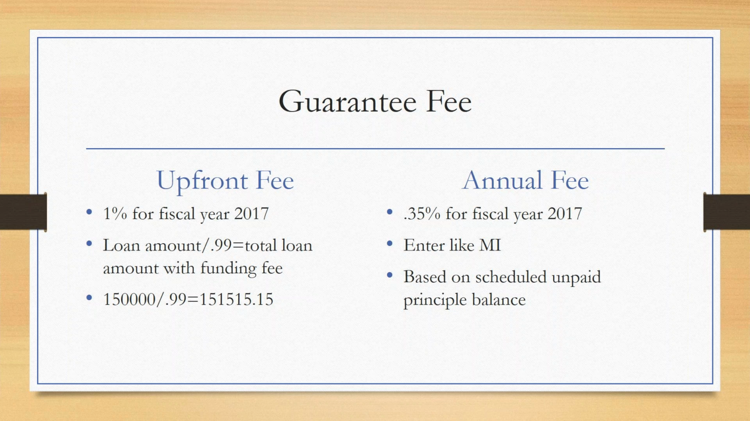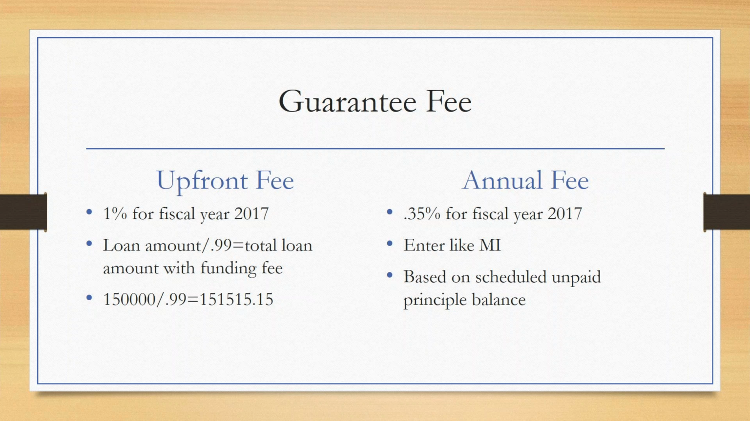So on a FHA loan, when you have that 1.75 MIP, you take the loan amount times 1.75. Well, for this guarantee fee, it's not quite how it works. If we were dealing with a $150,000 loan, you would expect it to be $1,500, 1%. But it's not. So they take 100 minus the upfront fee, which would equal 99, and then divide that into the loan amount. So in this instance, for a $150,000 loan, you can see that the upfront fee is $1,515.15.